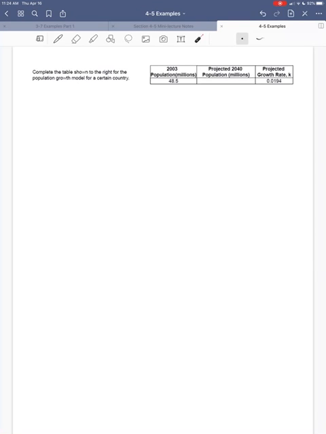In this problem, we're supposed to complete this table for the population growth model for a certain country. We're told the population in 2003. We're supposed to project the population in the year 2040, and we're given a growth rate to use. If we're starting with the population in 2003, we're going to think of that as t equals 0. So t equals 0 is going to be the year 2003. If I want to go then to the year 2040, that's a 37-year difference if I subtract those. So I'm going to be looking for what's happening when t is 37.